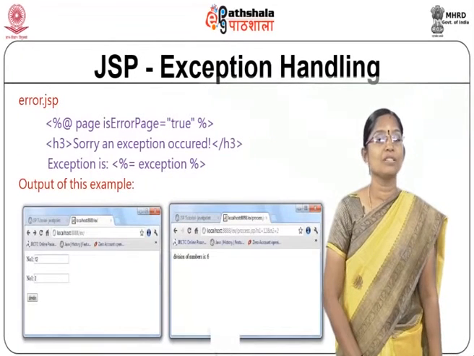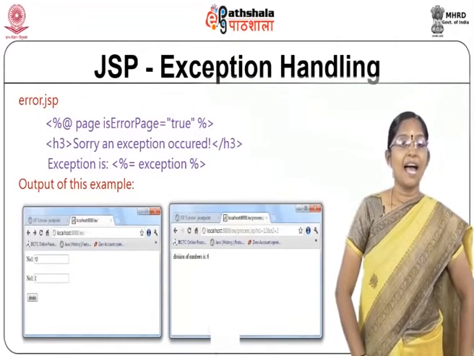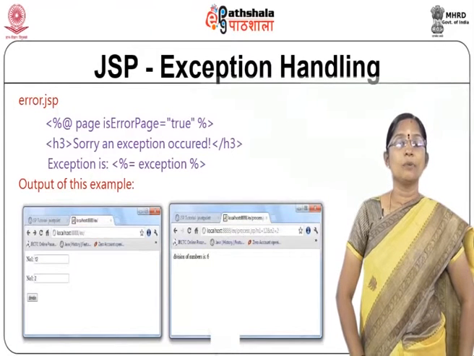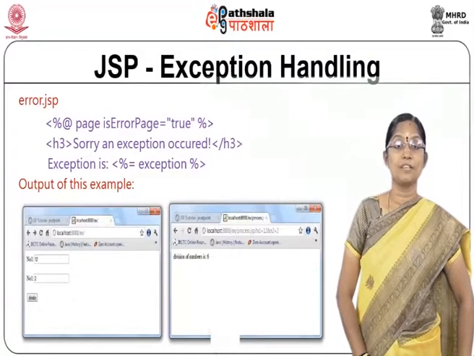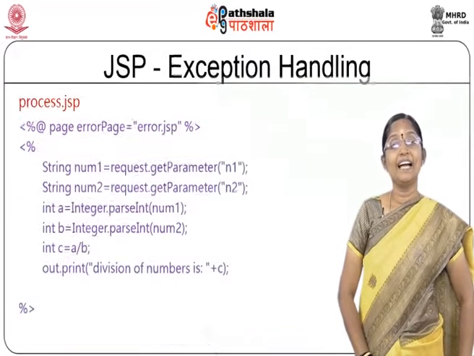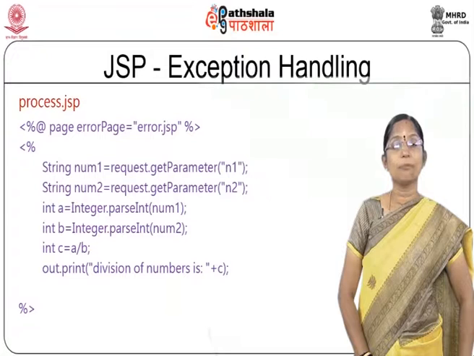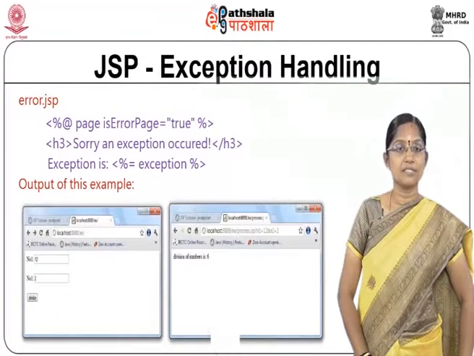Now let us look through this error.jsp. In the page directive, isErrorPage is equal to true. If this parameter has been set true, it says that if any error occurs, due to the errorPage in the page directive, the control is redirected here, and this is true.